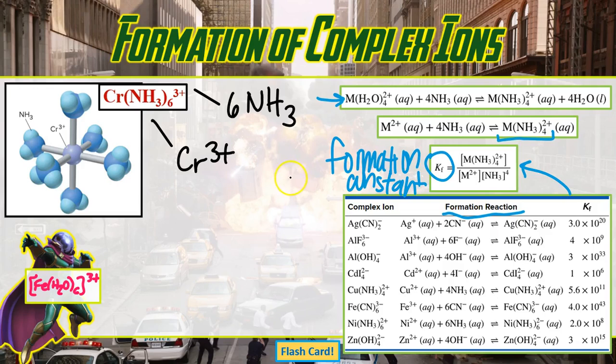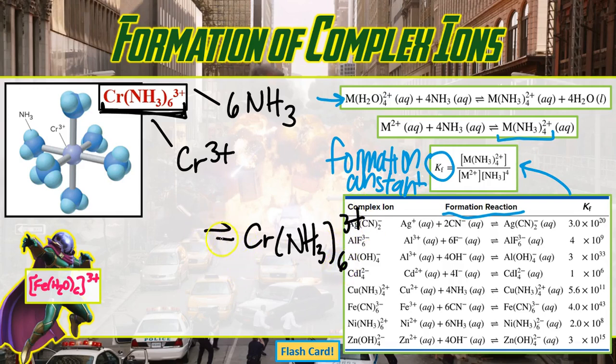So let's go ahead and write this out. The first thing you want to do is write your complex ion, which is being formed, as your product. So I have my Cr(NH3)6 3+. This is my product. I know we're going to be in equilibrium, and now I need to have my ions on the reactant side, and they need to be balanced.